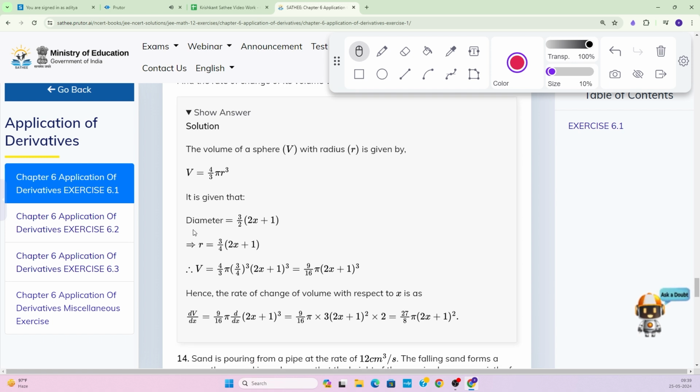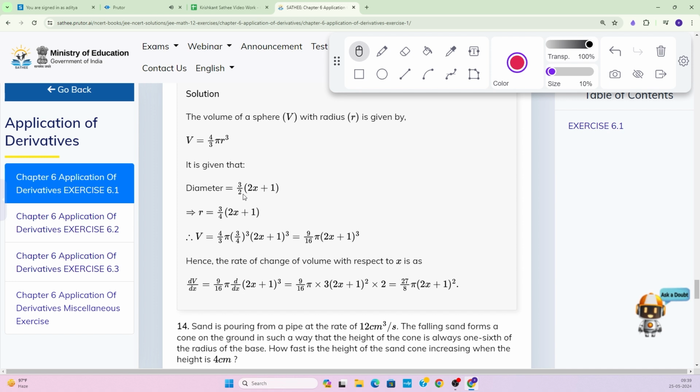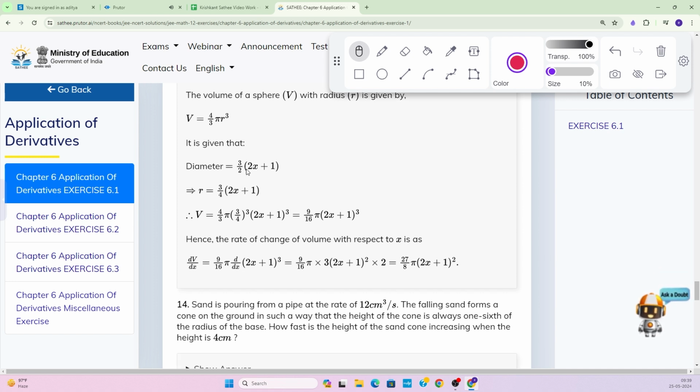Okay, the radius will be half of the diameter. Sorry, I think I multiplied by 2, but I have to take half of the diameter to get my radius. Sorry for that, don't worry. So the diameter is given. Now the radius, you all know, is half of the diameter, so this means you will get 3 by 4. Now you know the v.